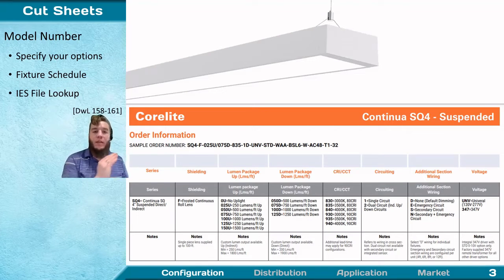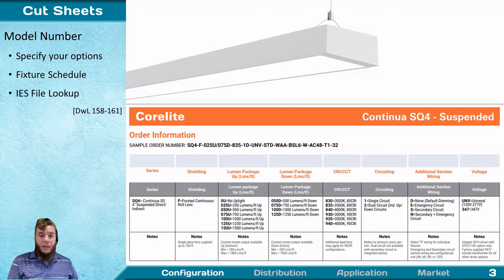And finally, we need this order number or model number here in order to look up the correct IES file. So remember, the IES file is a description of the distribution of light. Essentially, it's a candela table with some additional supporting information. However, there's a lot of aspects on this cut sheet that are going to modify the distribution of light coming from this light source, meaning we need to specify the model number of the light source before we can get to the right IES file.